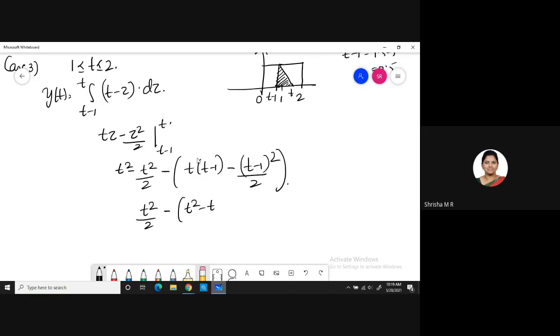Minus, I'll take half here. So t square plus 1 minus 2t. This is of the form a minus b whole square: a square plus b square minus 2ab. Okay, so now we will try to solve it and we shall see what we will get.